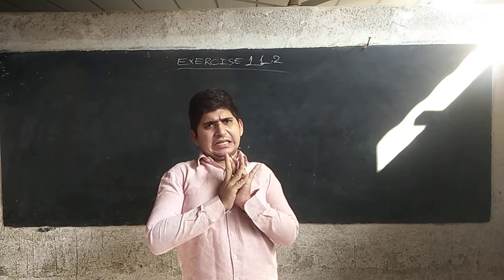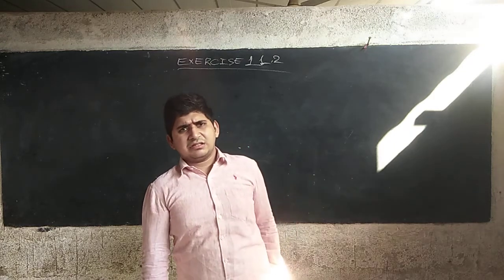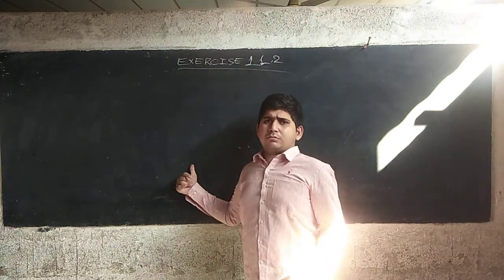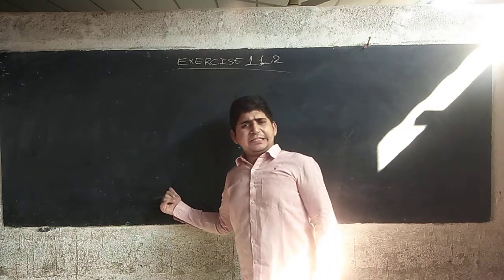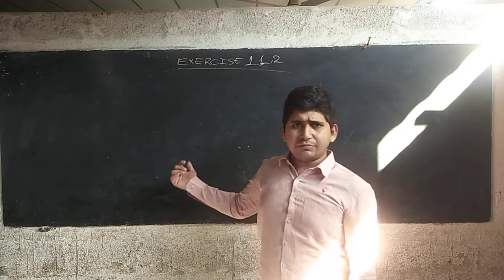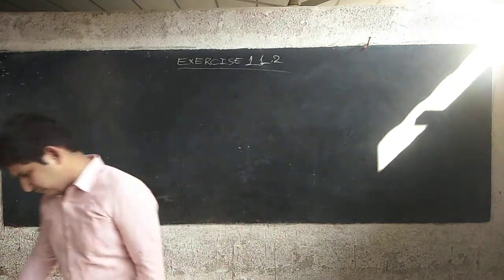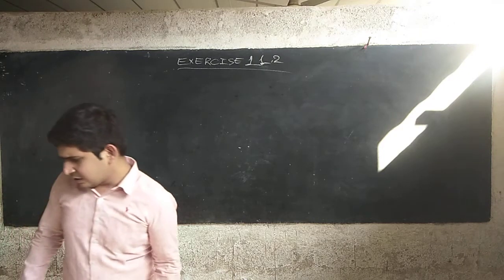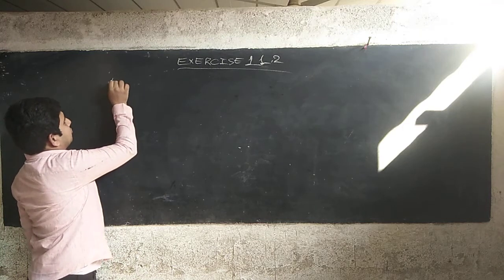In the last class, we discussed exercise 1 up to the 4th problem. In today's class, we have to discuss the remaining problems in exercise 1.2. Take out your page number 289. Fifth problem.